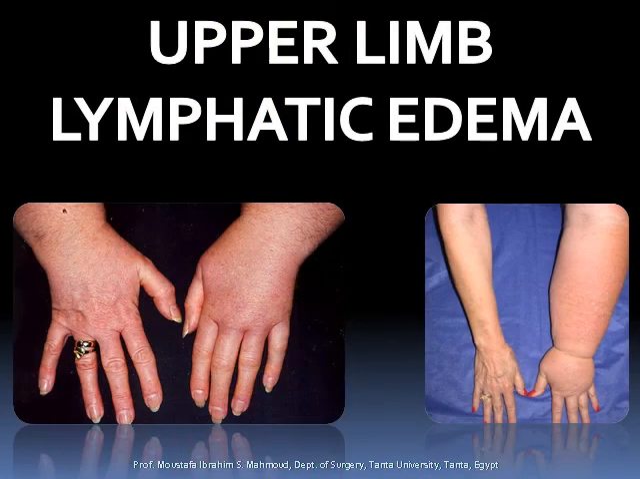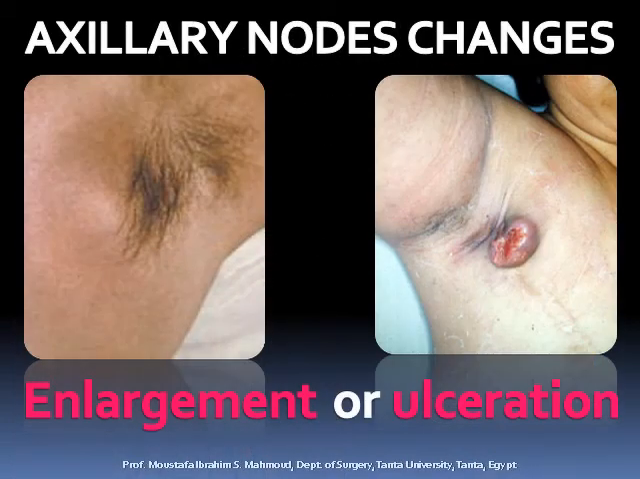Upper limb lymphatic edema. Axillary nodes changes in the form of either enlargement or ulceration.